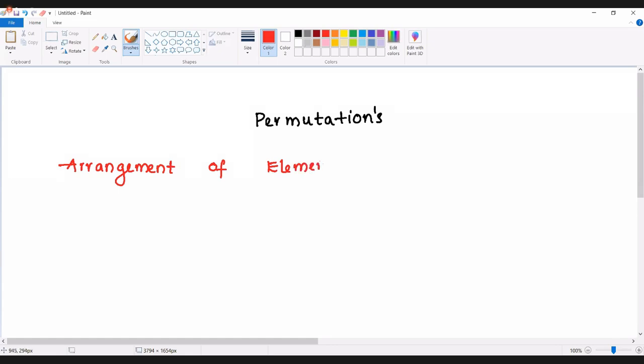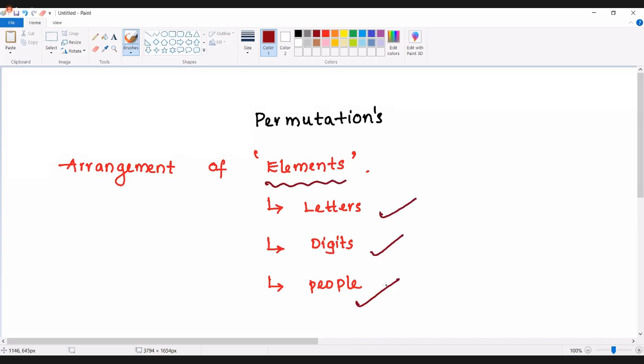What type of elements are we going to come across here? For example, we are arranging the letters in a word, or the digits in a number, or the people in a group. These are all called arrangement, and these are the questions which we are going to come across. The elements can be letters in a word, digits in a number, or people in a group. These are the basic arrangements which we are going to come across.